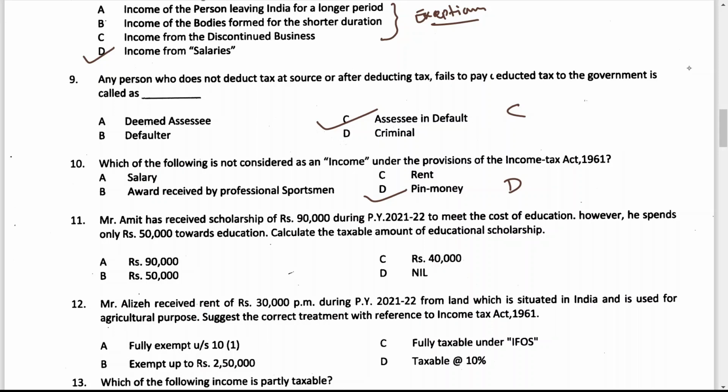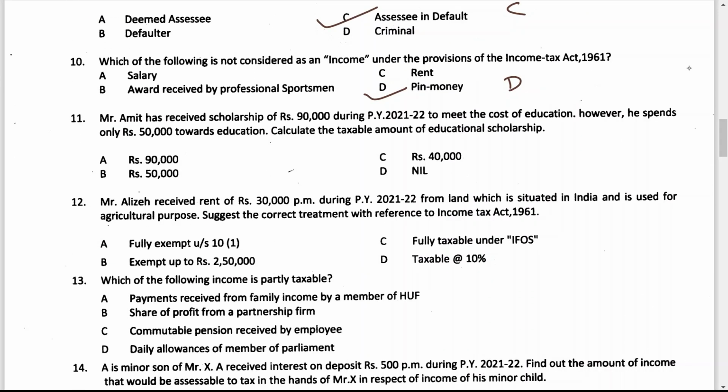Now next one: Mr. Amit has received a scholarship of 90,000 during previous year 2021-22 to meet the cost of education. However, he spends only 50,000 towards education. Calculate the taxable amount of the educational scholarship. So here the answer is D, nil, because if you have received an educational scholarship for education, whatever amount you have received is totally exempt. So nothing is taxable. The answer is nil in this case. So D will become your answer.